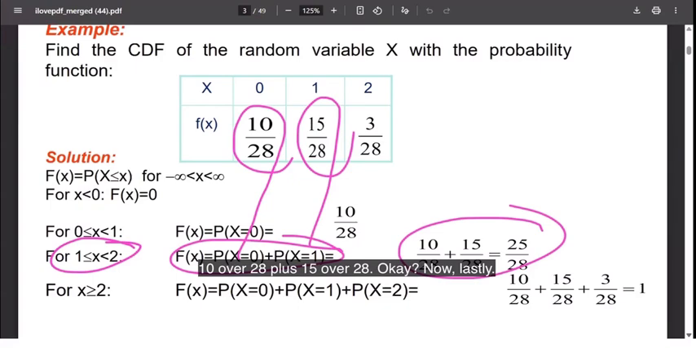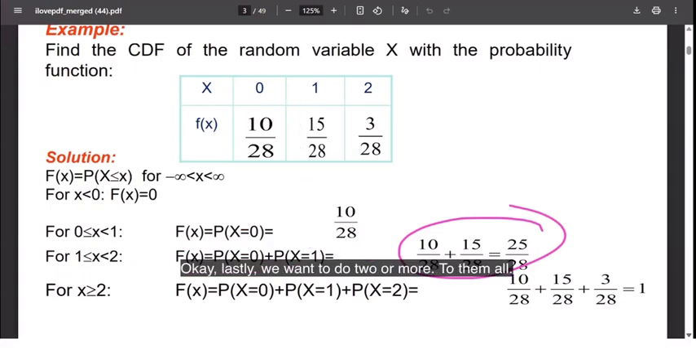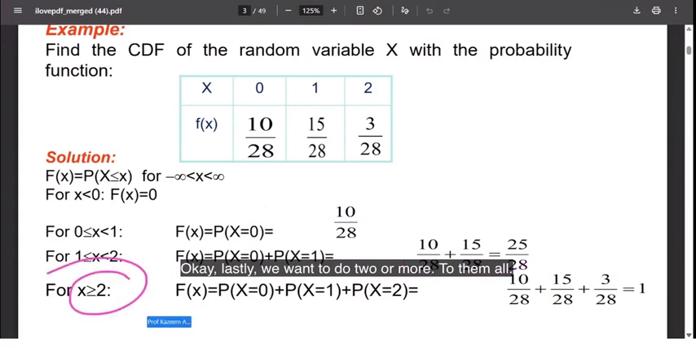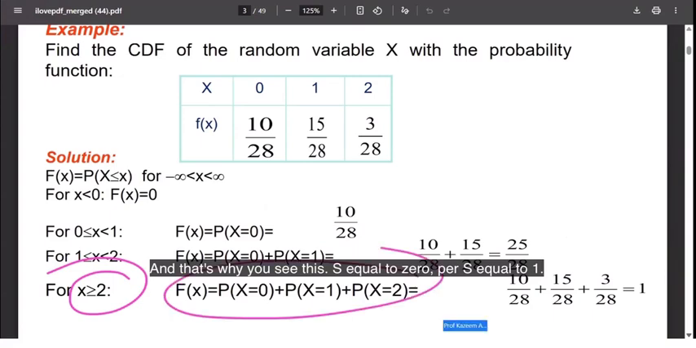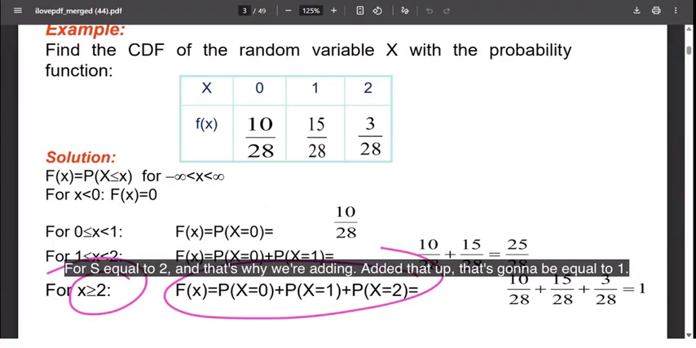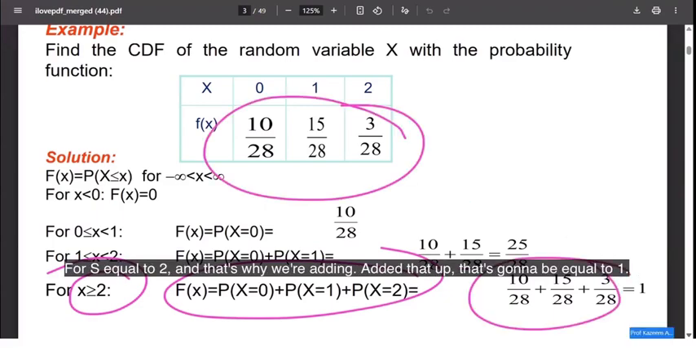Okay. Now, lastly, we want to do 2 or more. For 2 or more, we put into consideration adding all of that. And that's why you see this: s equal to 0, s equal to 1, s equal to 2. And that's why we're adding all of that up. Adding that up, that's going to be equal to 1.